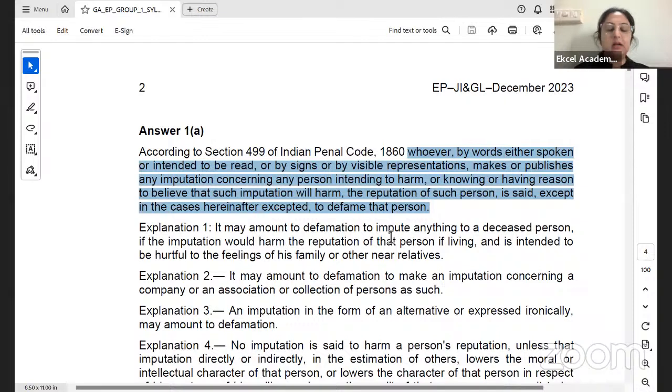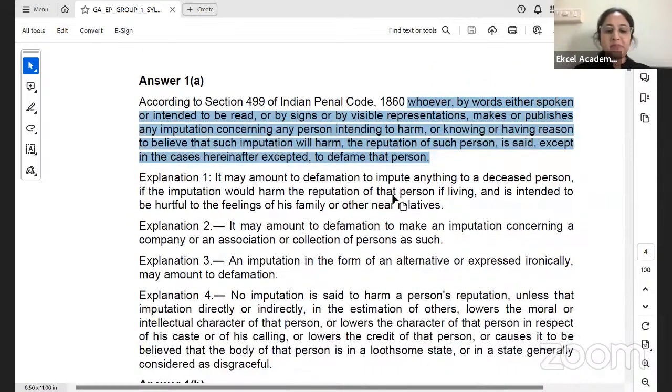So apart from that, in all other cases where you're using words, written or spoken, or any visible representation or signs, if you're trying to cause harm to any person's image or reputation, then it is called defamation. This is what defamation is.